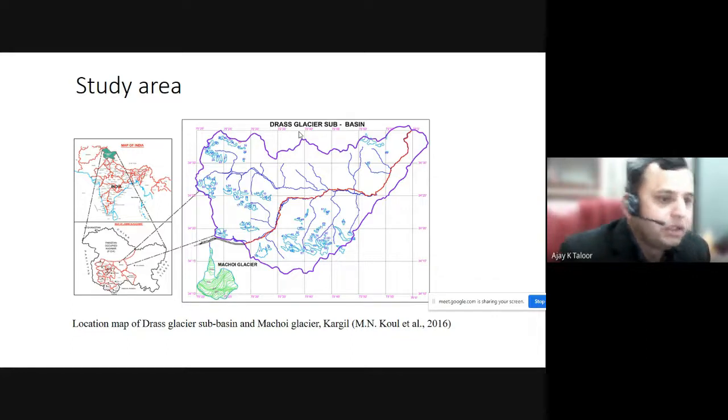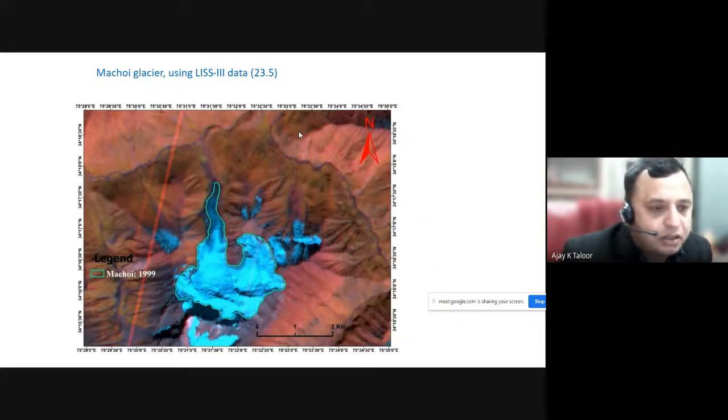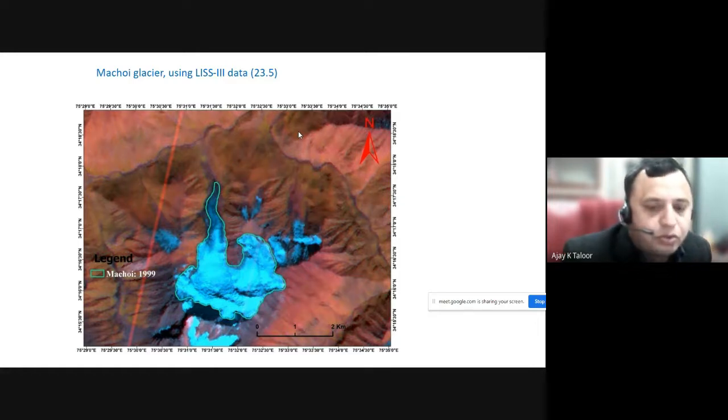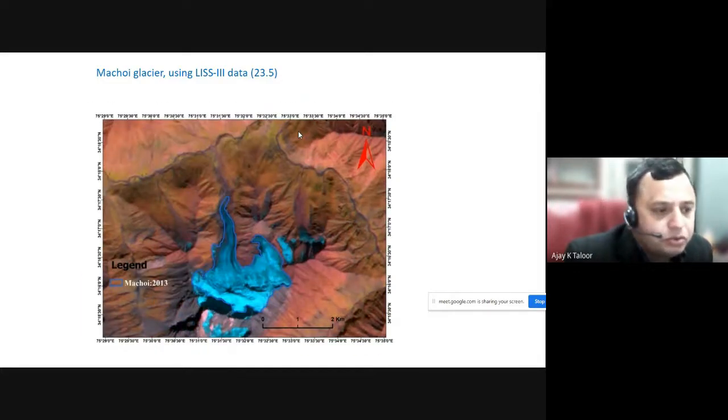Next, please. This is one glacier in the Ladakh region of Jammu and Kashmir. This is a very famous glacier known as Machoi Glacier. Based on the LISS-3 data, which has 23.5 meters resolution, in 1999 the glacier area is this. This is the FCC data. Directly from the FCC, we are able to get, as I have told you, that snow reflectance is very high in the optical data. So optical data shows that this portion has a snow cover. Next, please. So in 2013, next, please.